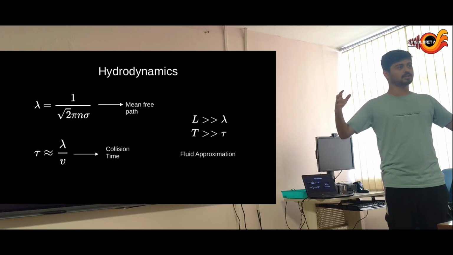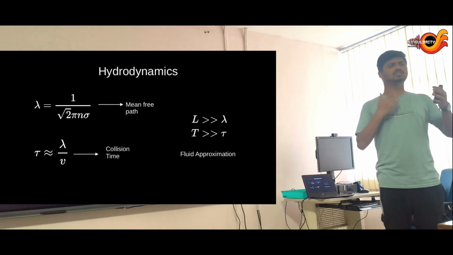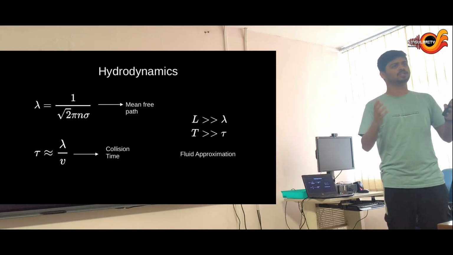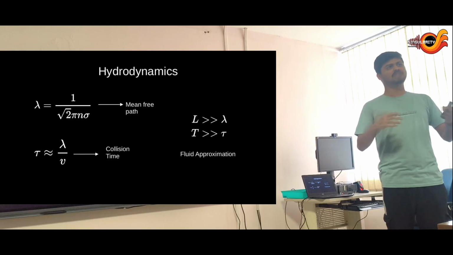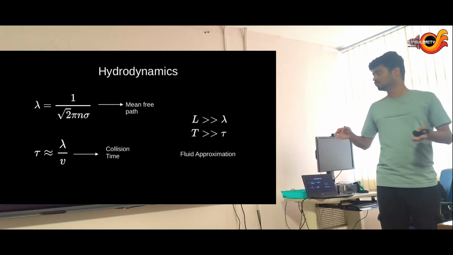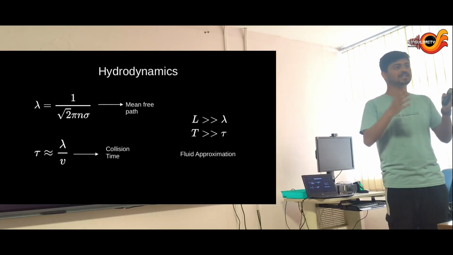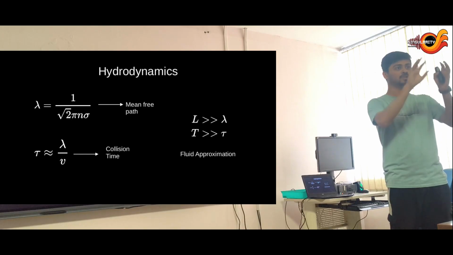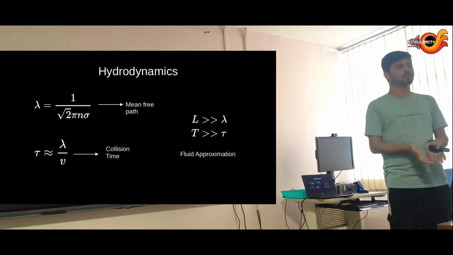Mean free path is basically the average distance between each collision. So if you have a large number of collisions, the mean free path is very small. All you have to do is take a length scale which is much larger than the mean free path of the particle in question.